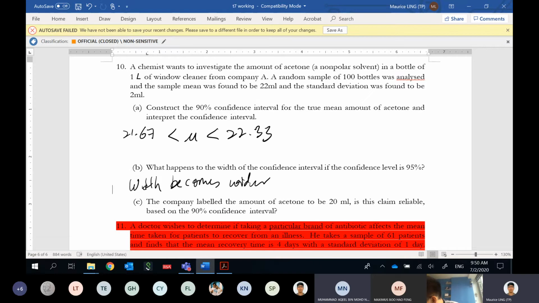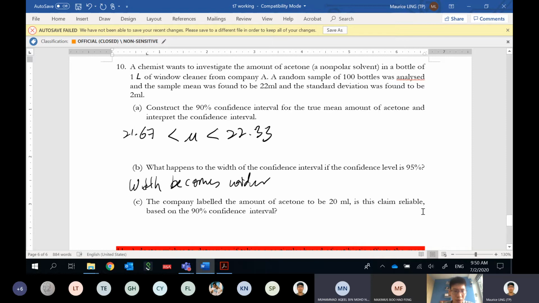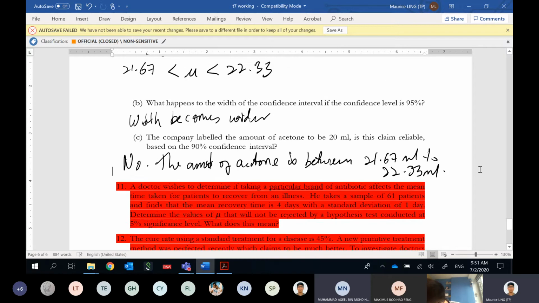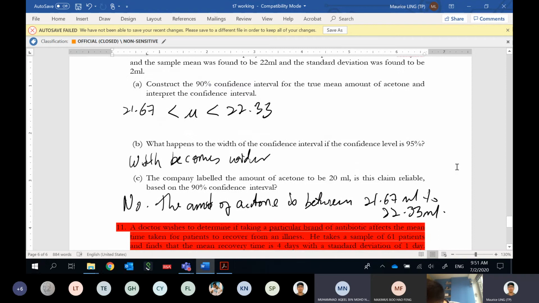Okay. So the company labeled that the acetone is 20 ml. Is this reliable based on 95%? 90% confidence? No, it's not, because the amount of acetone has to be more than 21.67 ml. The amount of acetone is kind of between 21.67 ml to 22.33 ml.